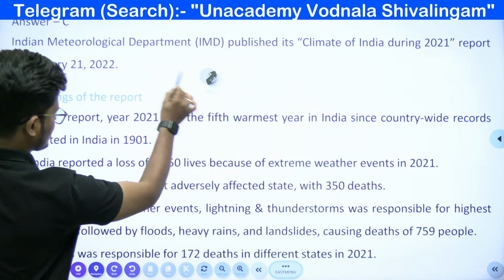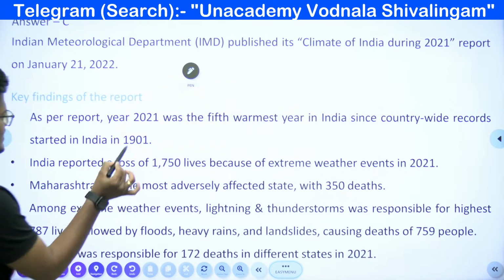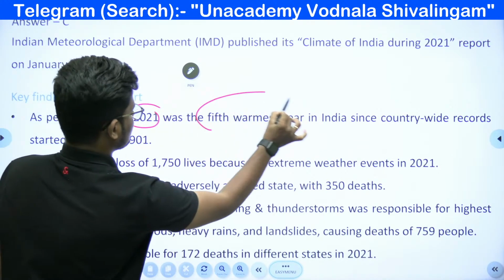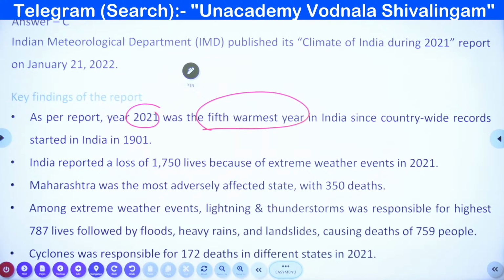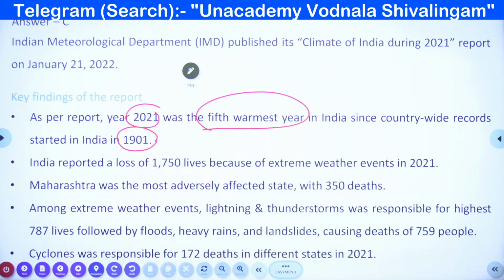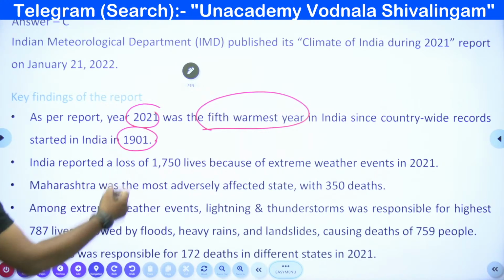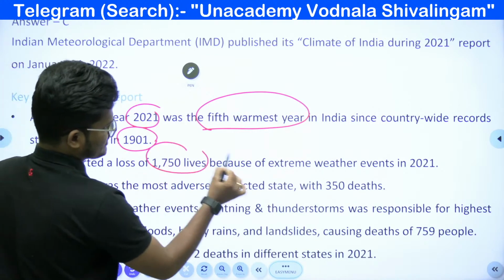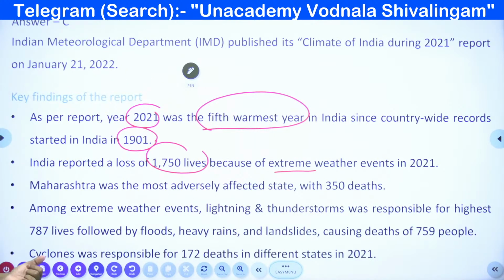Climate of India during 2021. As per the report, 2021 is the 5th warmest year in India since nationwide records started in 1901. There are five warmest years till now, and the 5th one is 2021. It reported a loss of 1750 lives because of extreme weather events in 2021, and Maharashtra is the most adversely affected state.